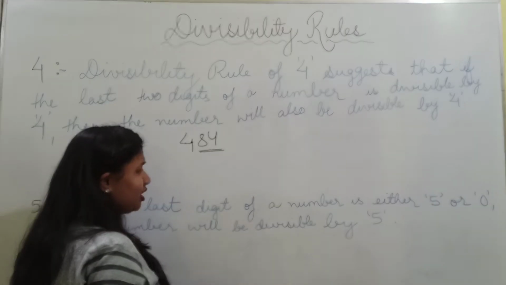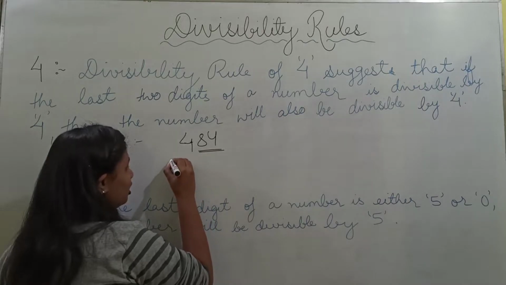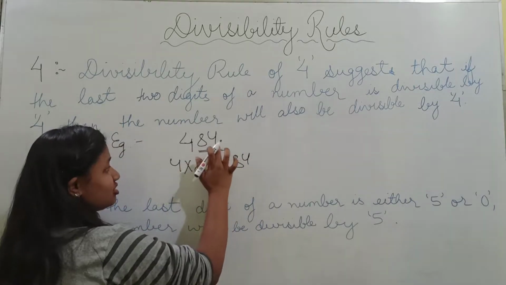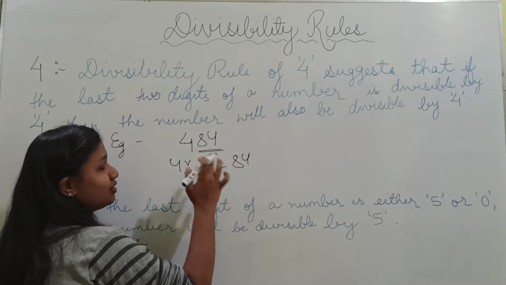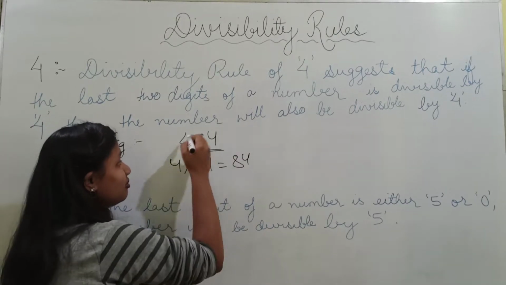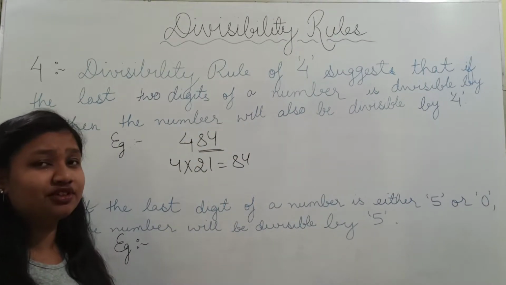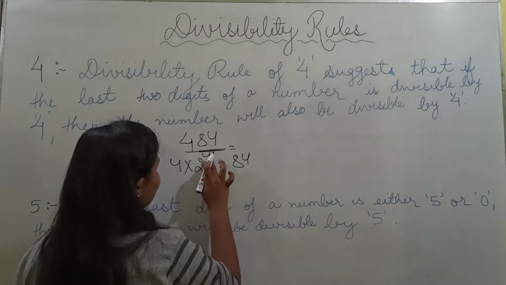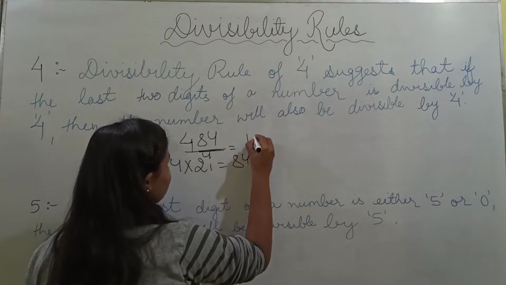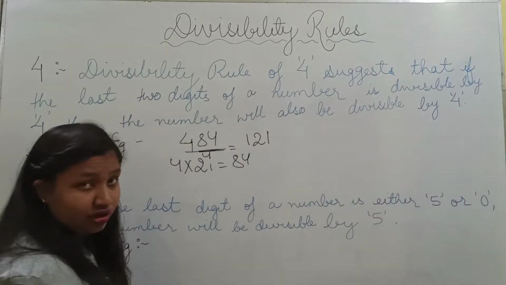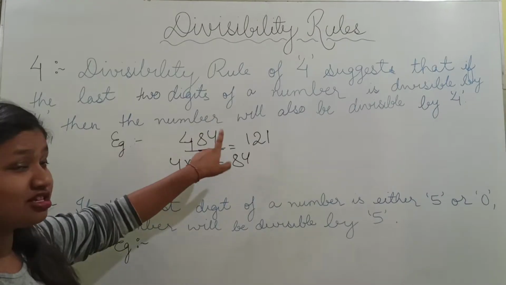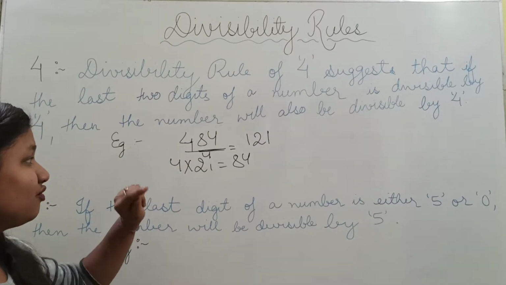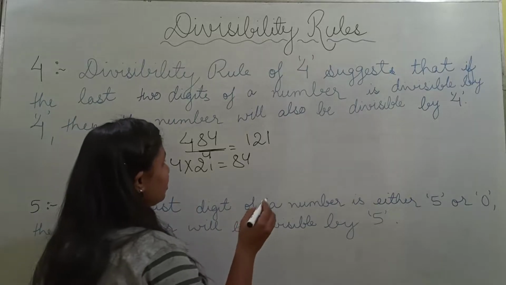Now, is 84 divisible by 4? Yes, 4 into 21 equals 84. Since the last two digits of the number are divisible by 4, the whole number, that is 484, must be divisible by 4. Now, I will show you by dividing this number. On dividing, we get 4 ones are 4, 4 twos are 8, and again 4 ones are 4. So, we have seen that since the last two digits of the number were divisible by 4, the whole number gets divisible by 4. Now, let me show you another example.